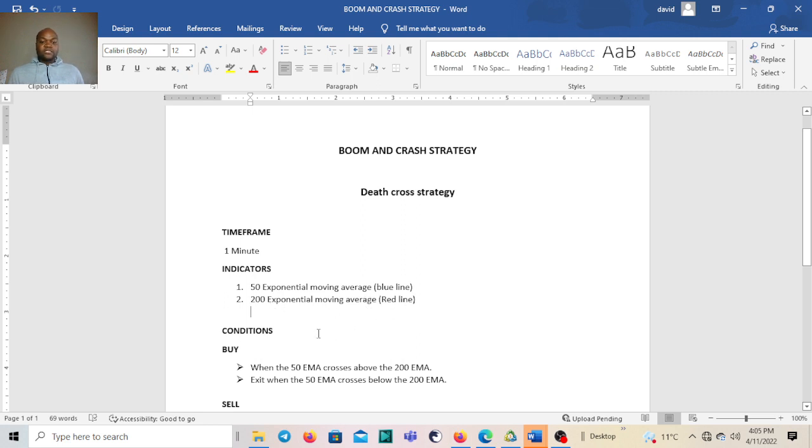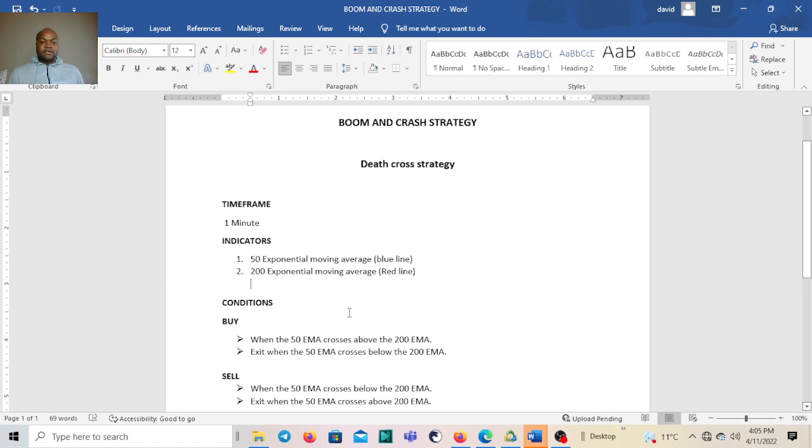So what are the conditions that you need for this strategy? The condition for a buy: you buy when the 50 exponential moving average crosses above the 200 exponential moving average. You buy when the 50 EMA crosses above the 200 EMA. As simple as that. So when do you exit? You exit when the 50 crosses below the 200 exponential moving average.